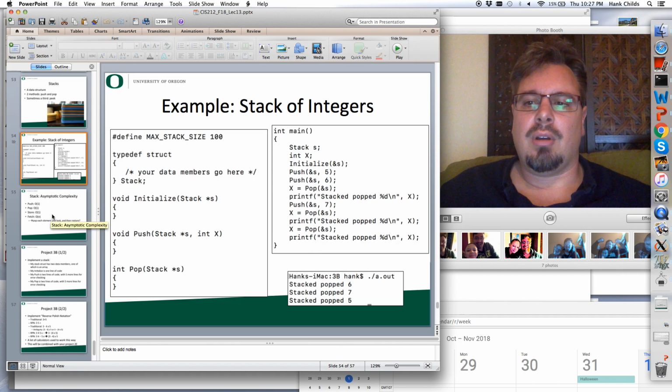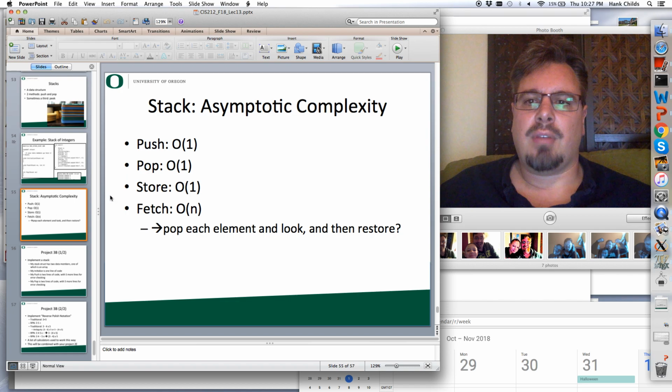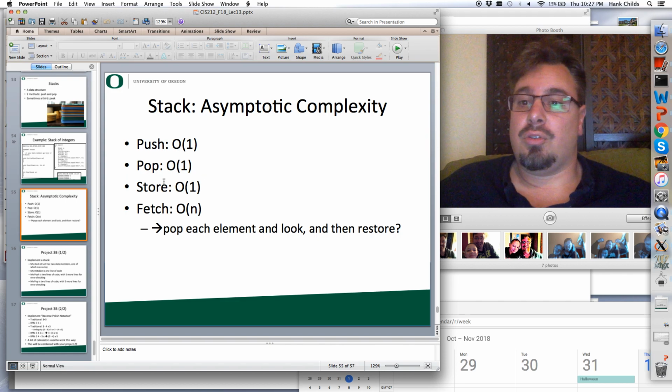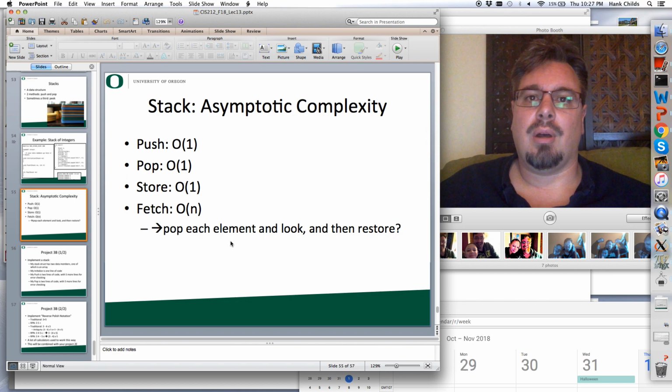So in terms of asymptotic complexity, well, the push is O of 1. It's constant time. The pop is O of 1. I guess storing, that's pushing, is O of 1. The fetch is really slow. If you want to fetch, you'd have to pop every element out, put it somewhere, and then put them all back. So maybe you could use another stack to put them all in as you take them out and put them back. But it's not really meant for that.